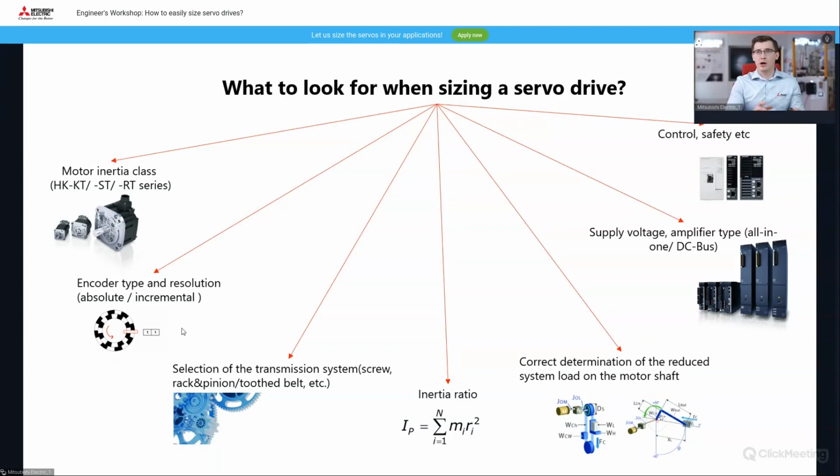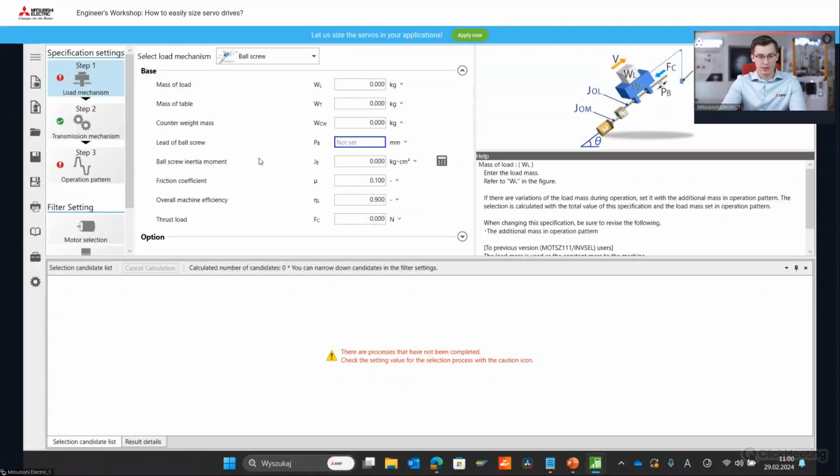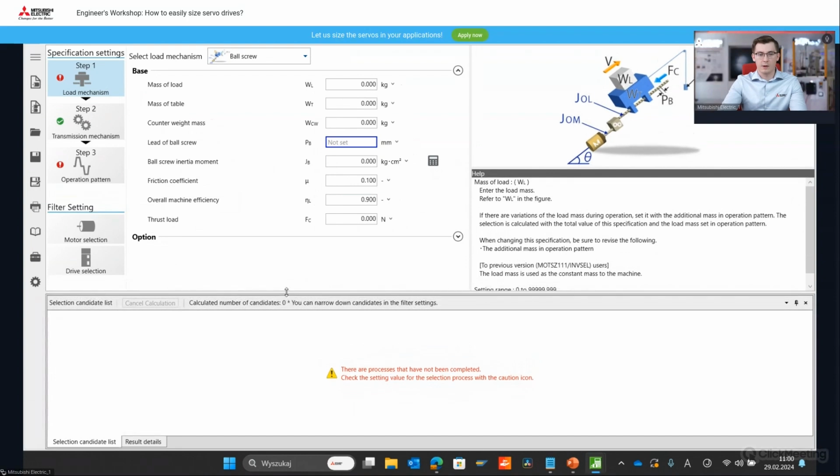Okay, so now I will briefly tell you about Motorizer and how to select something in the Motorizer. I will go with it here. Okay, so this is the Motorizer software. I hope that you can see this screen. The Motorizer is, as I said, free software that we are using, and you can also use it to size the proper servos from our portfolio.